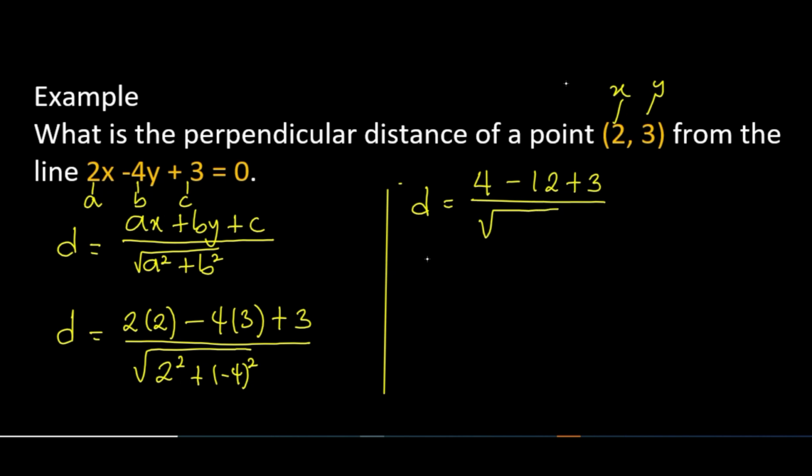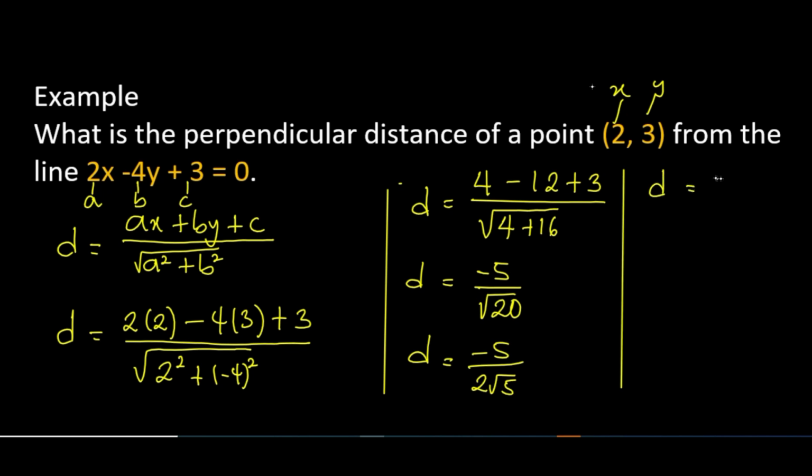You have 2 squared is 4, plus minus 4 squared is 16. So we now have 4 plus 3 is 7, 7 minus 12, so you have minus 5 divided by the square root of 20. In this case, minus 5 divided by the square root of 20 is the same thing as 2 root 5.